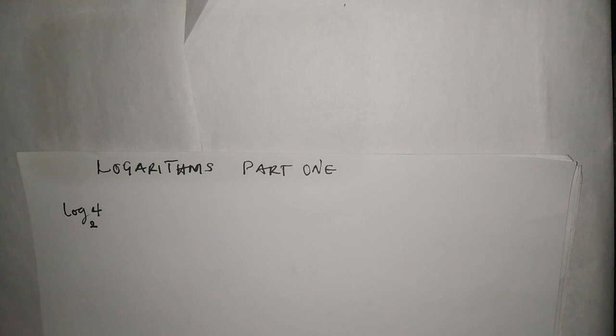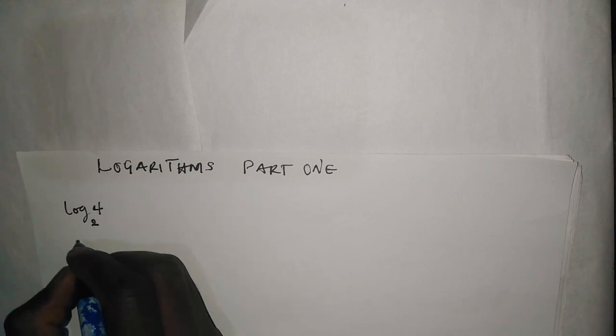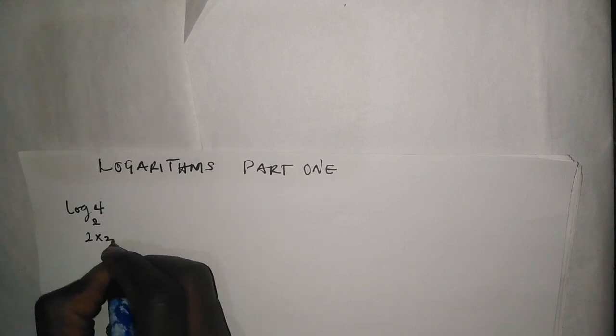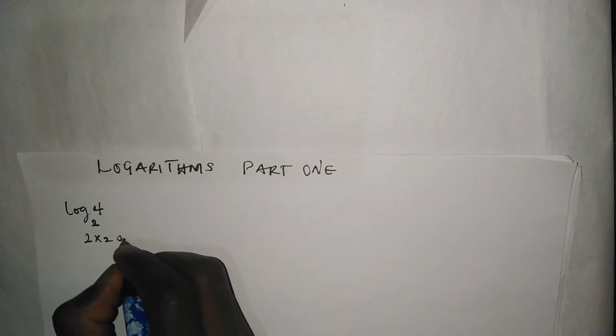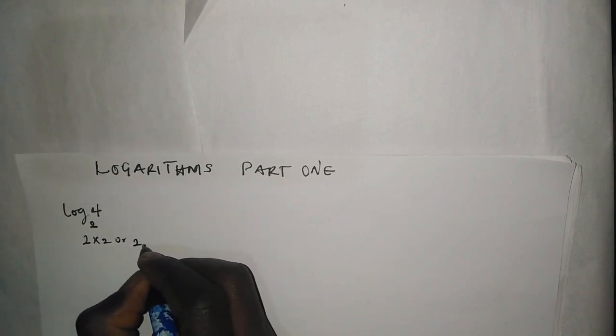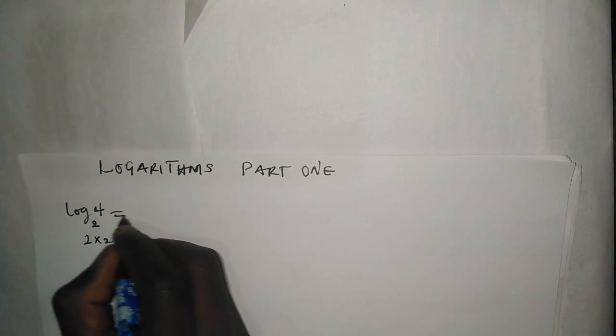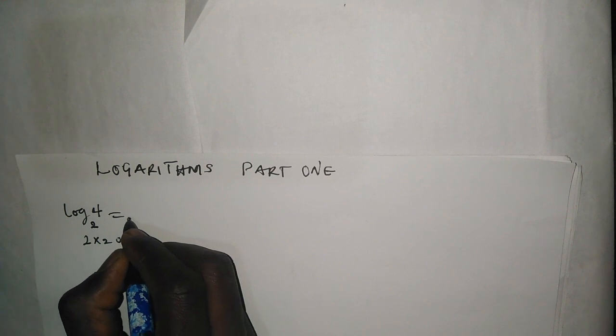So what I'm basically saying is this. If you say 2 times 2, how many times is 2 multiplying itself? 2 times. Or another way to do it, you say 2 raised to power of what to give you 4? 2 raised to power 2 will give you 4. So therefore, log 4 base 2 is equal to 2.